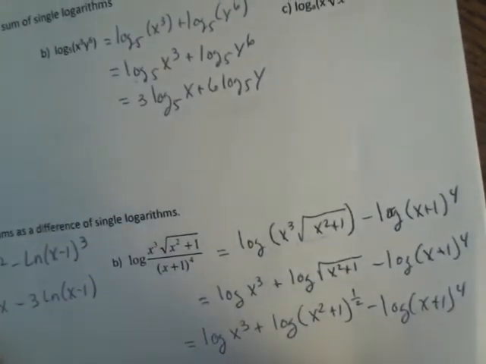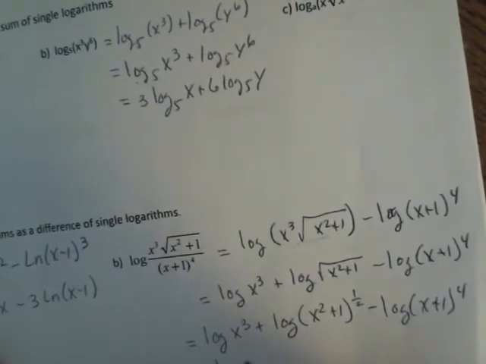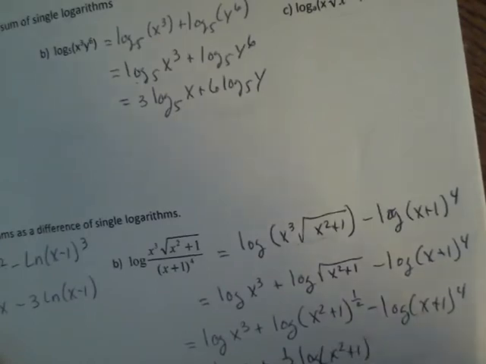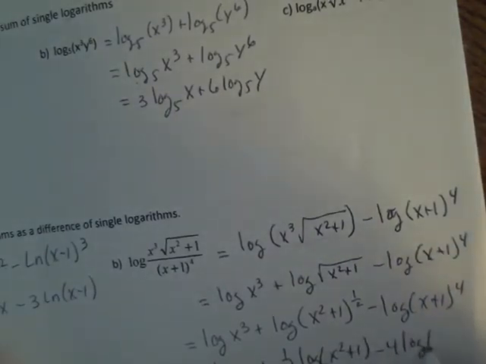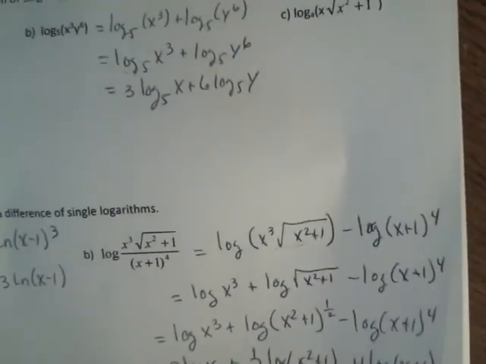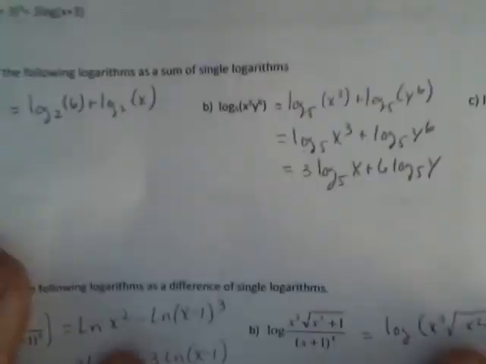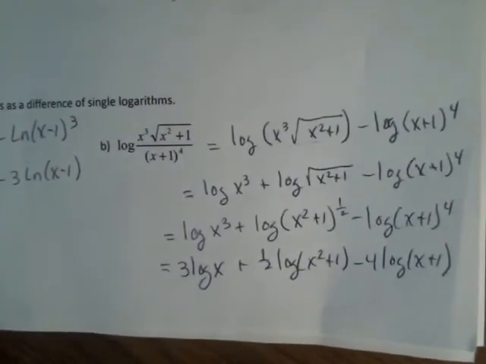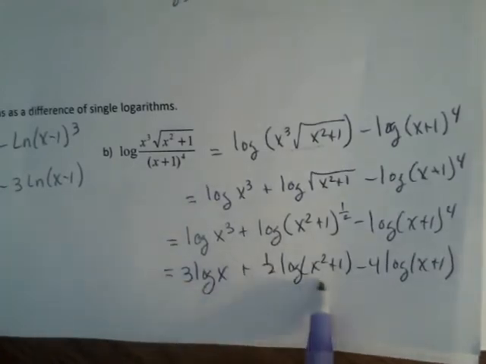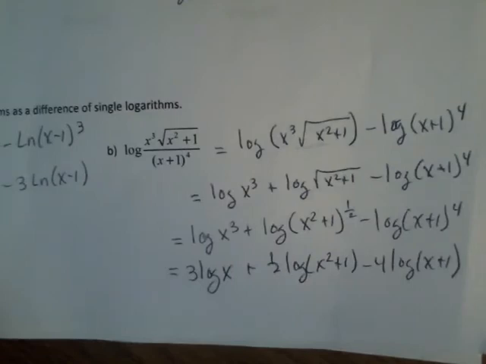And now I'm going to apply law 3, which gives me 3 log x plus 1/2 log x squared plus 1 minus 4 log x plus 1. And that's as far as I can go with that. So you can see I've got single logs. There are no products, no quotients, cannot do anything with the sum, cannot do anything with the power inside the parentheses. So that's what we do when we separate single logs into multiple logs.